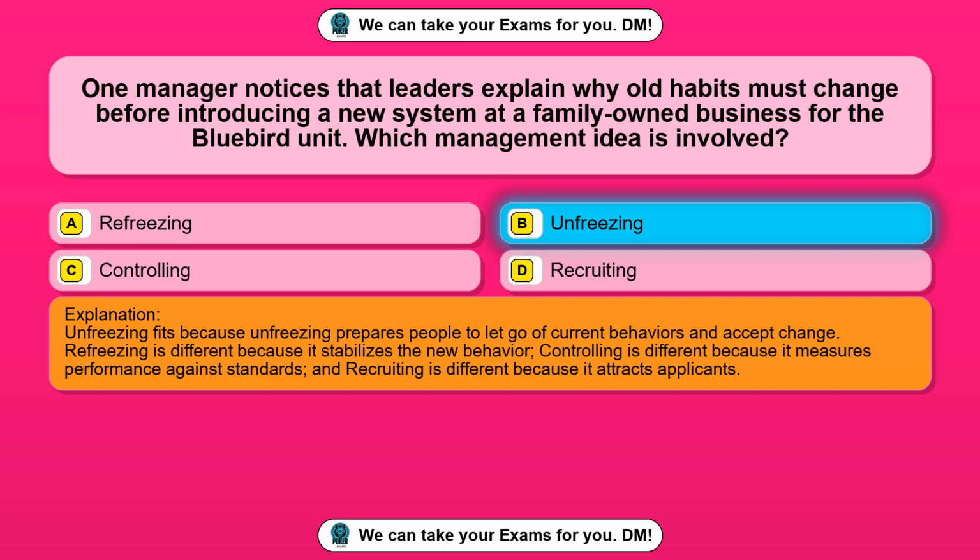Unfreezing fits because unfreezing prepares people to let go of current behaviors and accept change. Refreezing is different because it stabilizes the new behavior. Controlling is different because it measures performance against standards, and recruiting is different because it attracts applicants.